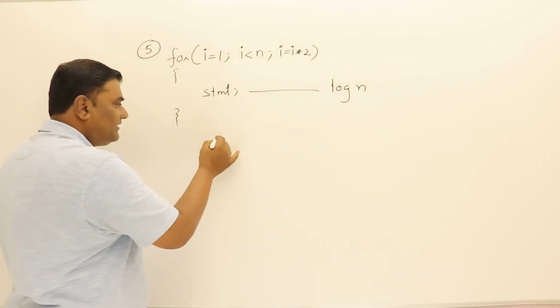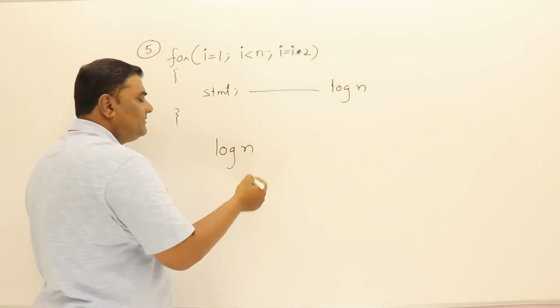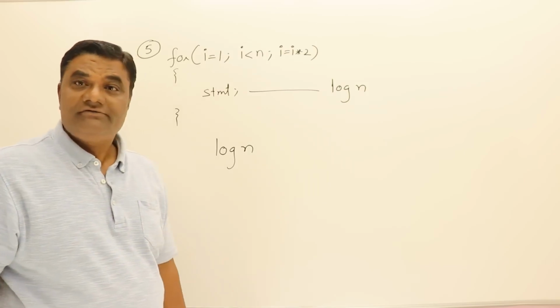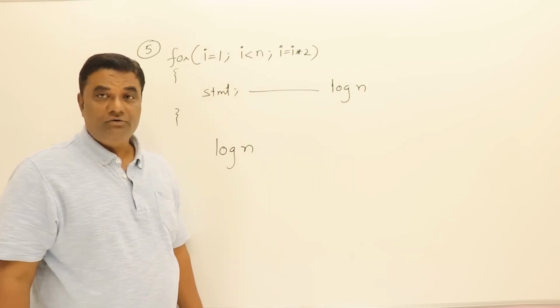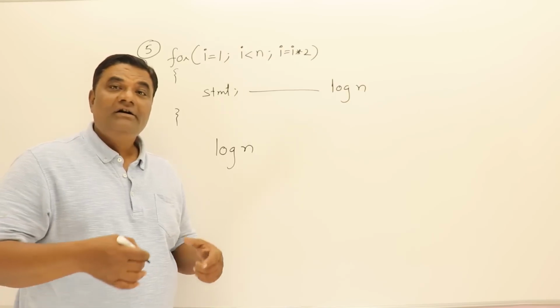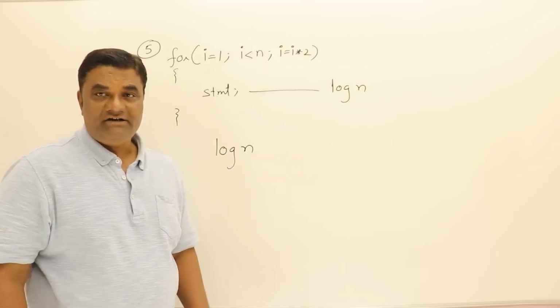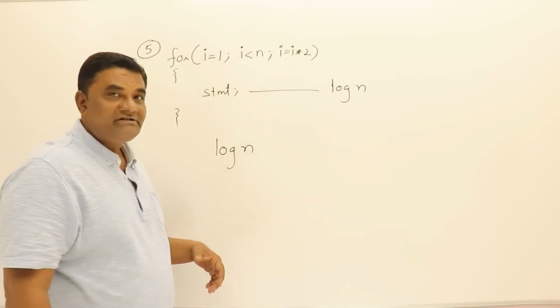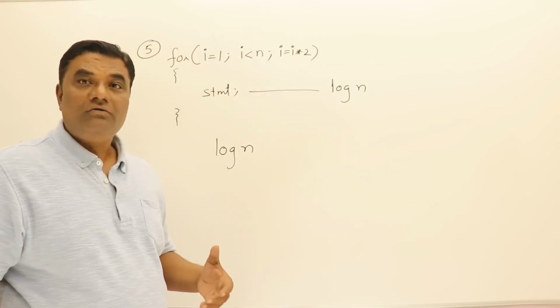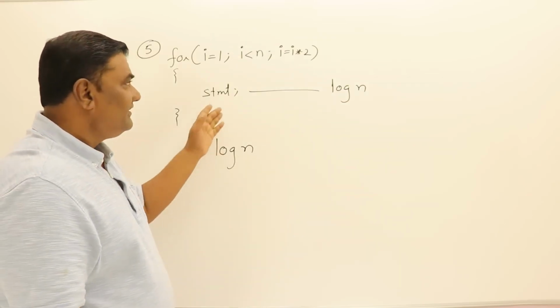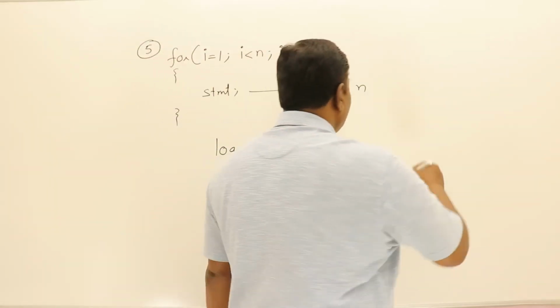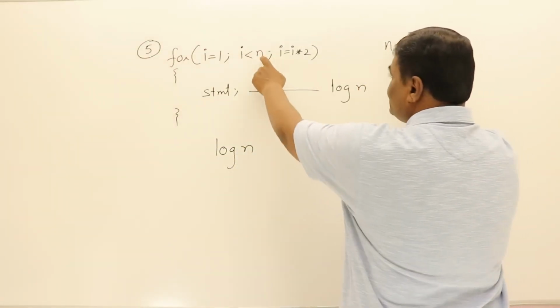Now, log n may give decimal values, float values. So we need to know whether I have to take the floor or ceil of that value. That is important. Meaning, shall we truncate it or round up the value? So for that, let us take some example and check it. Suppose n value is 8.